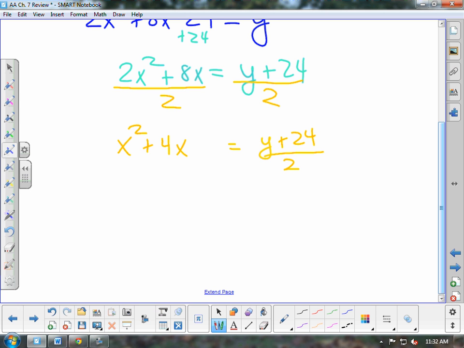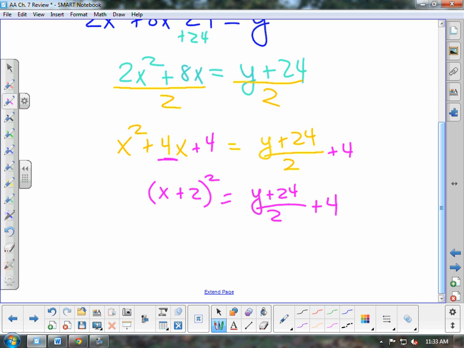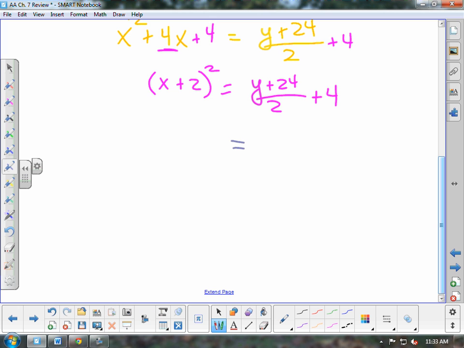Now is when you have to complete the square and take half of that number, which would be x plus 2 quantity squared. And because we're going to write this as a factor, then we have to add 4, which is 2 squared, and then we have to add 4 to this side to get y plus 24 over 2 plus 4. And we don't have to do anything with that as far as simplifying it, because now we have to get everything else to the other side and solve for y. So we're going to subtract 4 first. So then we'd have x plus 2 squared minus 4 equals y plus 24 divided by 2.